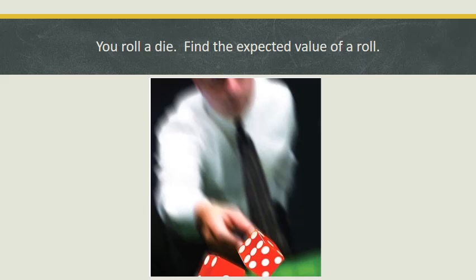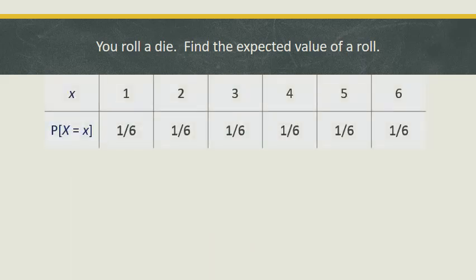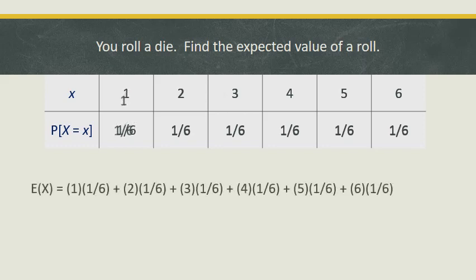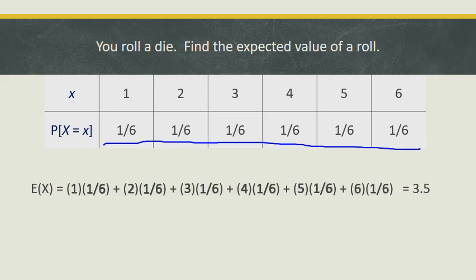Let's apply this to the distributions from the last video, starting with the distribution of one die roll. Here is the distribution, and here is the calculation of the expected value. And it all adds up to 3.5. This makes good sense because all of the outcomes are equally likely. Therefore, this center of the distribution should be right in the middle, which is right at 3.5.